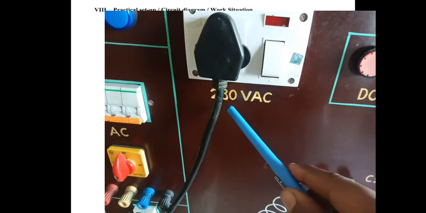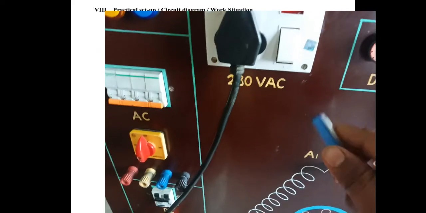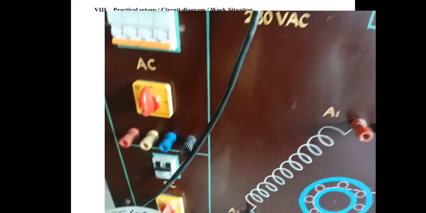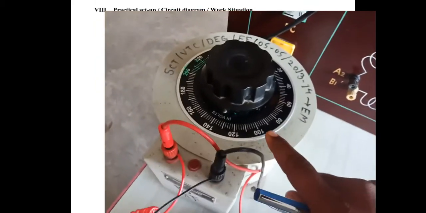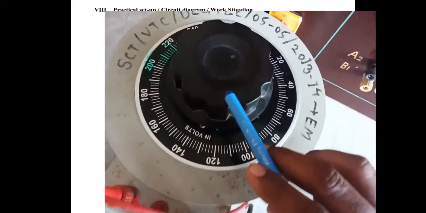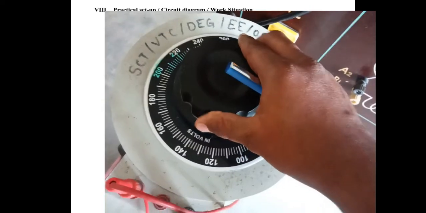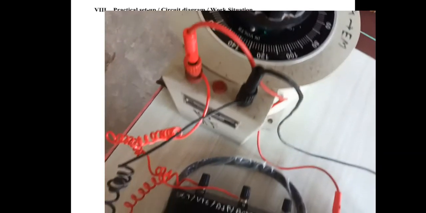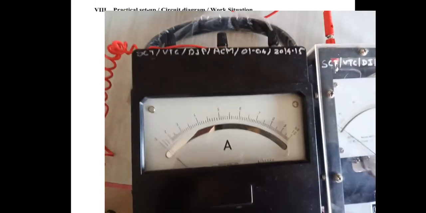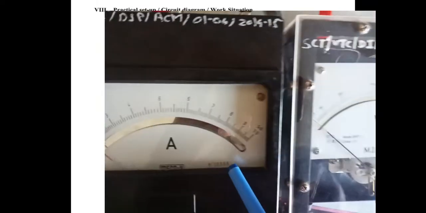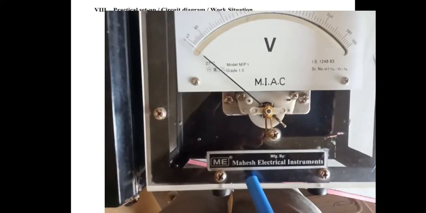This is the 230 volt single phase AC supply, which I have taken from this practical panel. This is the variable AC supply, 230 volt single phase variable. Here we have one ammeter made by Meco V, and one voltmeter made by Mahesh Electricals.